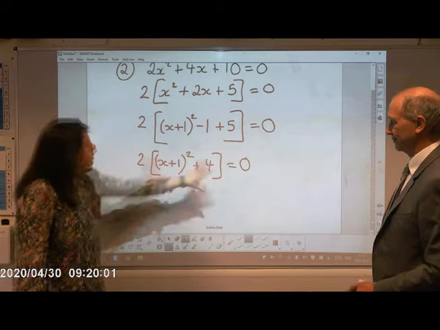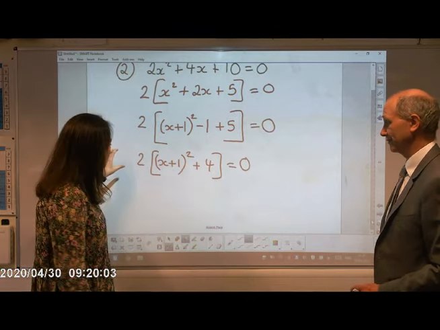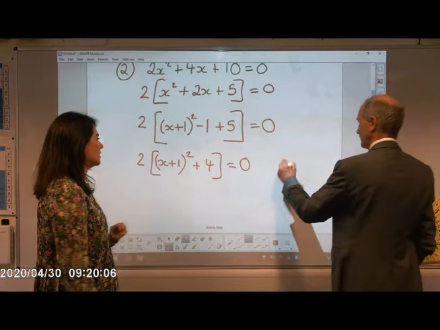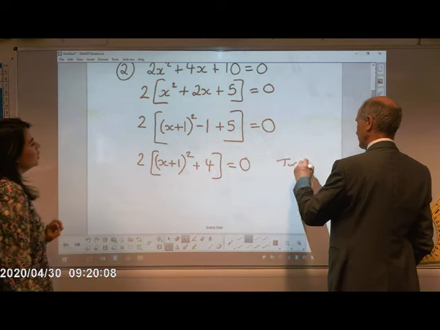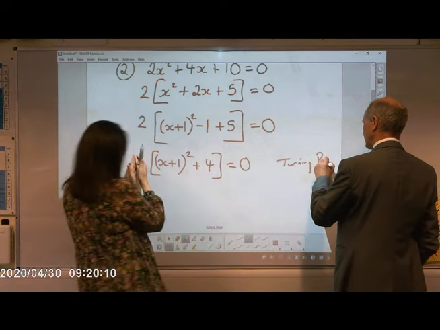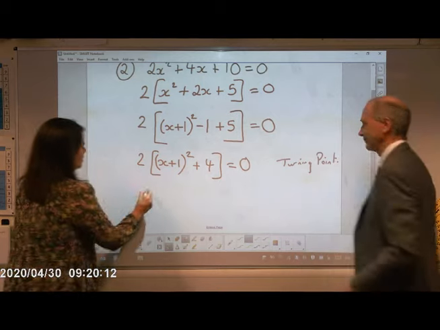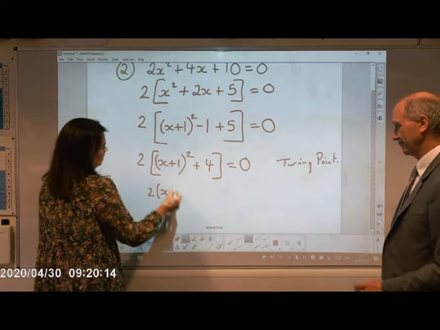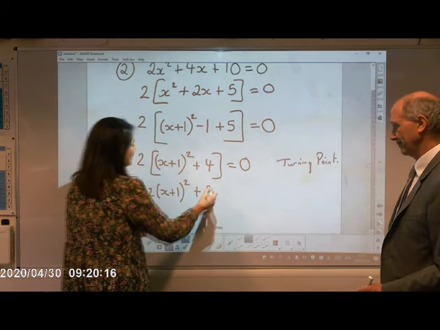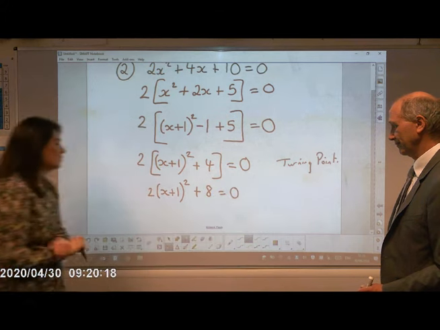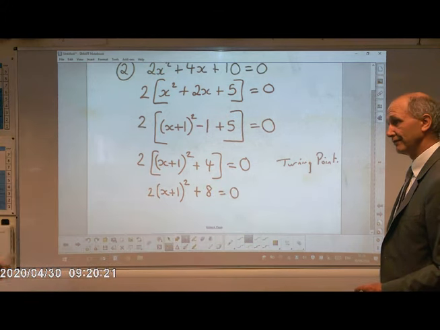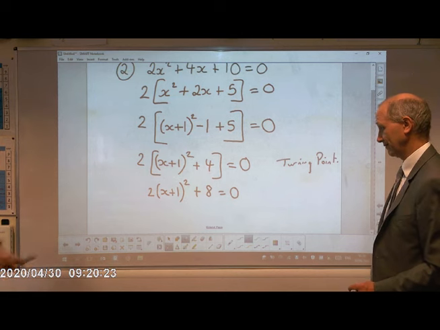Now, what I'm going to talk about now is the turning point. So once you've got it into completing the square, you times everything back out by the 2. So we're going to have 2(x plus 1) all squared plus 8 equals 0. Now, in order to identify your turning point, you have to know that little cheeky formula.